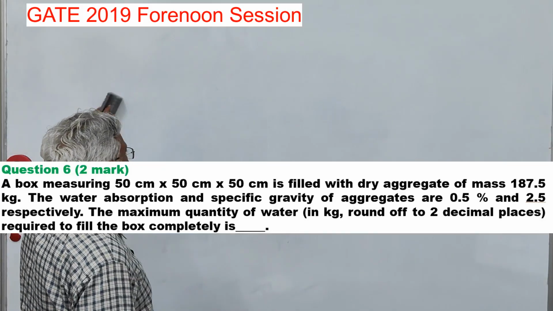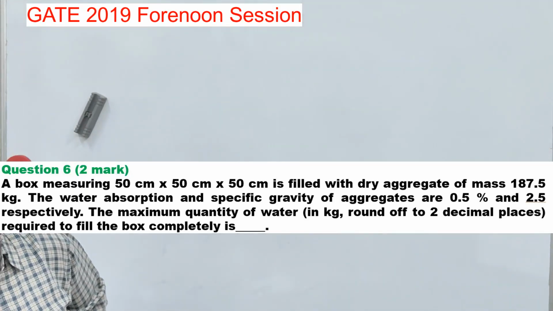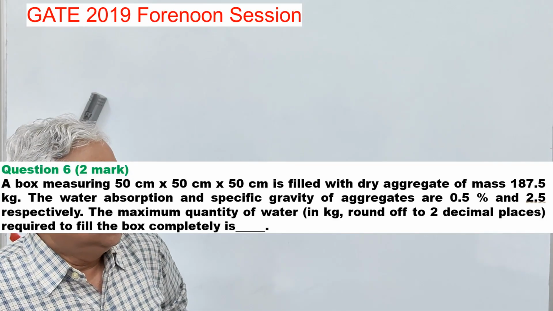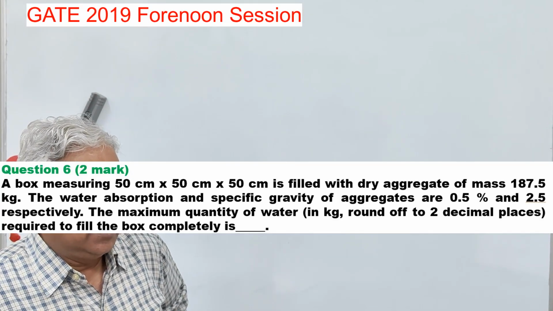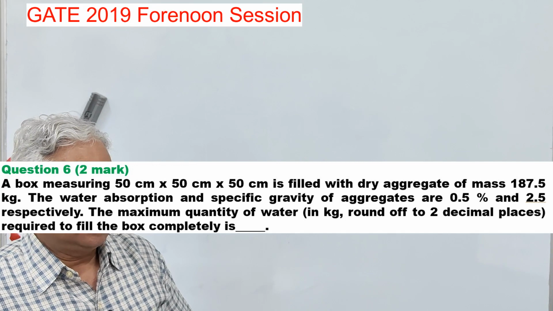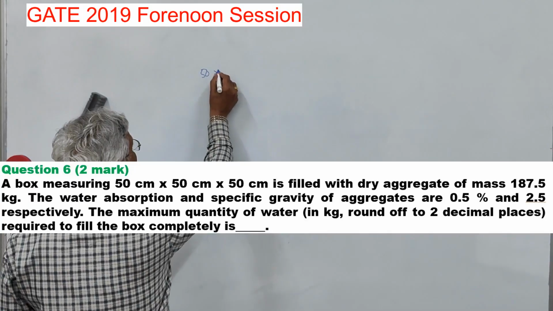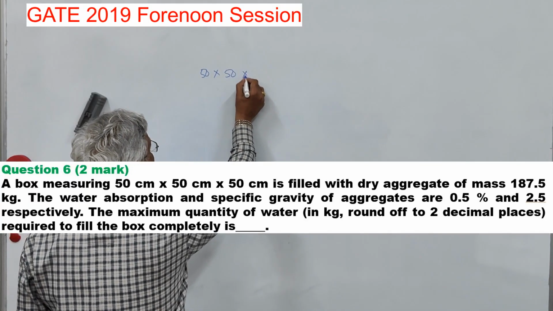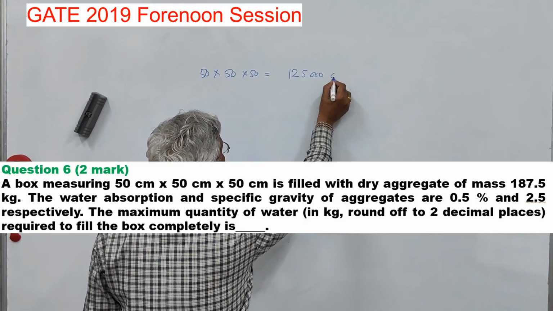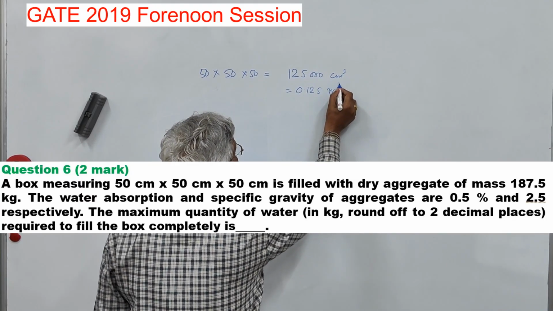Question number 6. This question reads like this. A box measuring 50 centimeter into 50 centimeter into 50 centimeter is filled with dry aggregate of mass 187.5 kg. The water absorption of the aggregate is 0.5% and specific gravity is 2.5. Maximum quantity of water that can be filled in the box. Now, the size of the box is 50 centimeter into 50 centimeter into 50 centimeter, that is 125,000 centimeter cube, or you can say 0.125 meter cube.